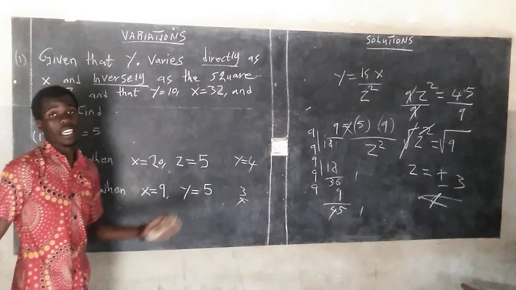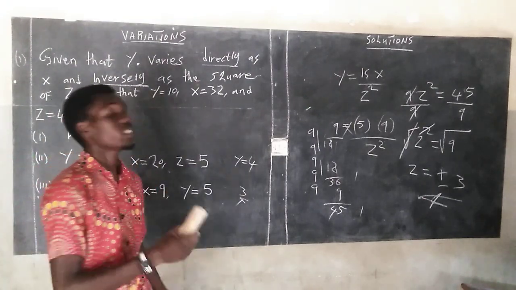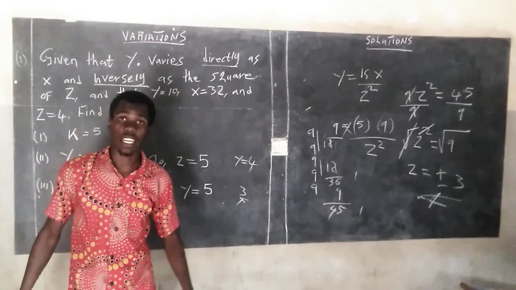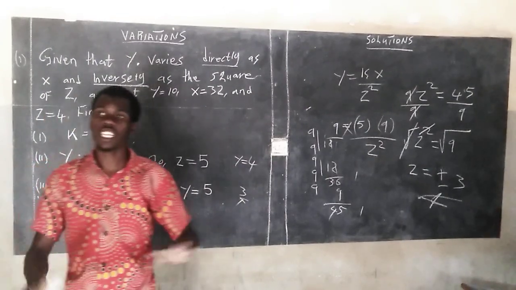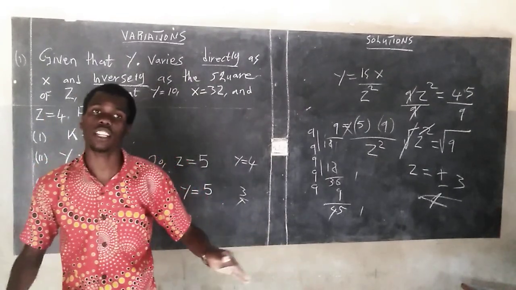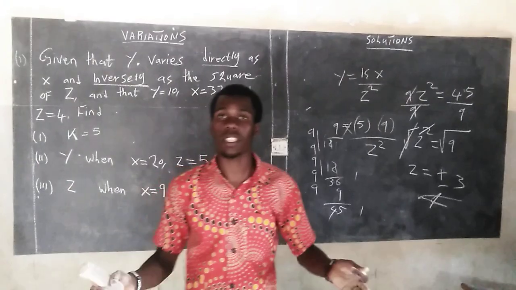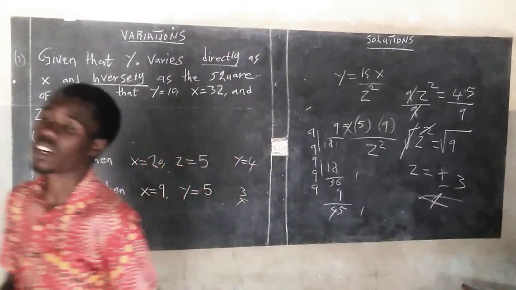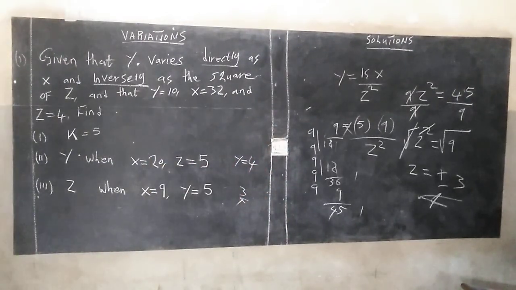So these are the solutions to the 2019 paper 1 mathematics under variation. Let's just try and solve another question again so that we see how things are done under variations. There are a lot of questions that normally come under variations.